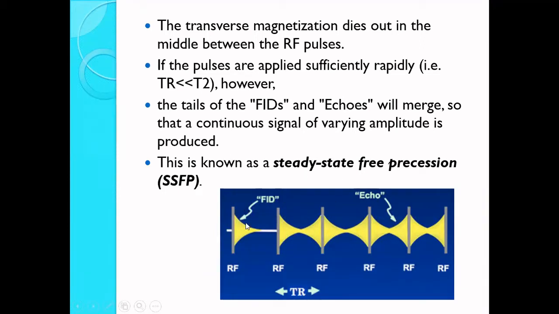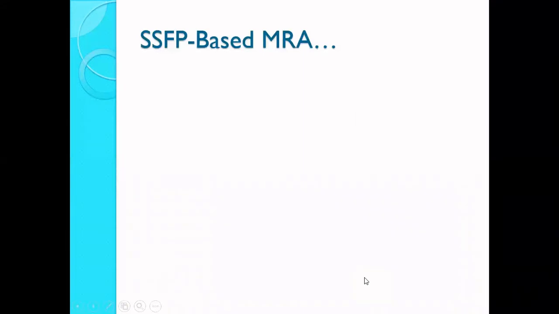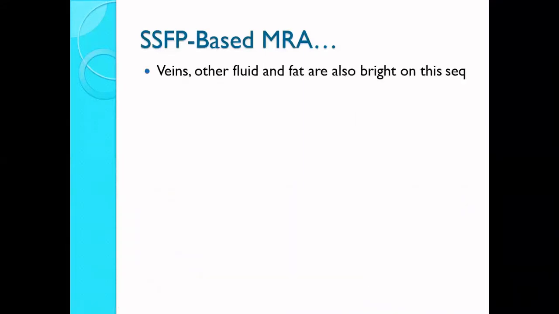There was an FID and then there is an echo. You have applied these RF pulses with a very short TR. That's what we mean by the TR. It should be very much less than T2, so that both of the tails are fused together. So the signal will be a single signal that you can achieve. And this is what forms the basis for the SSFP based MRA.